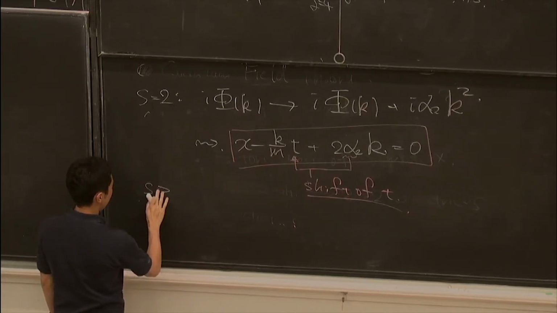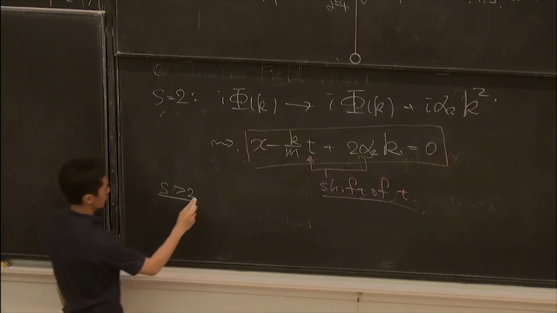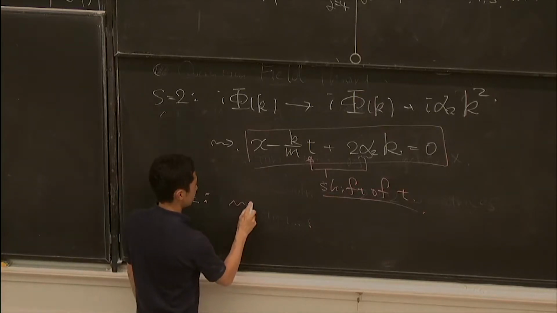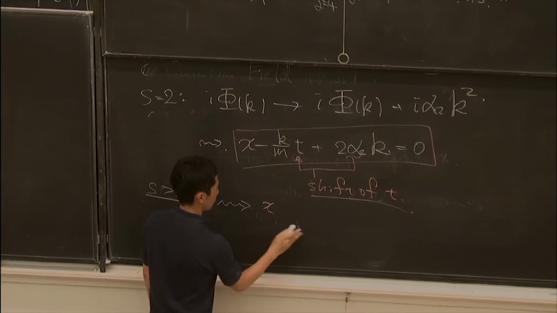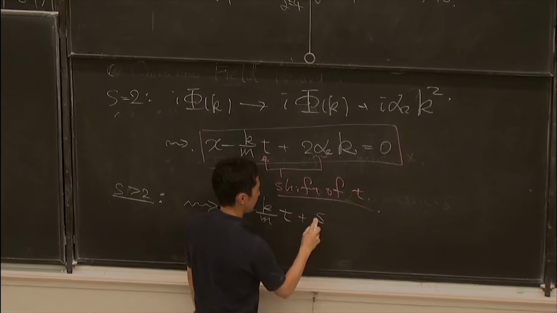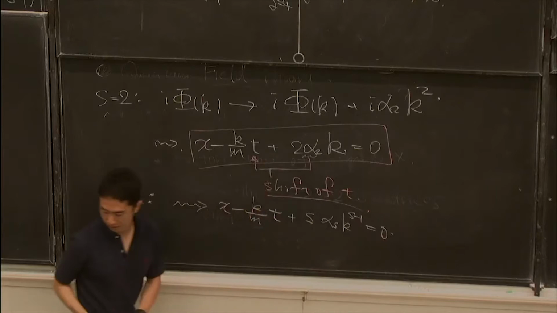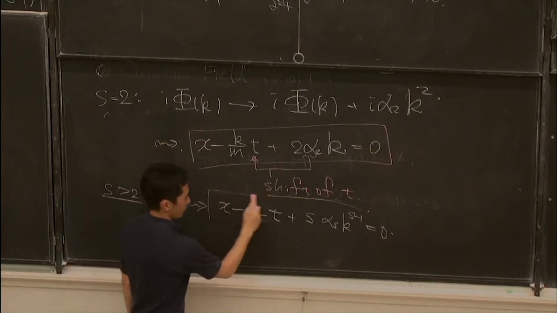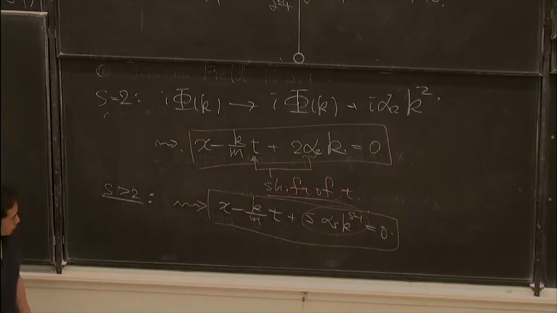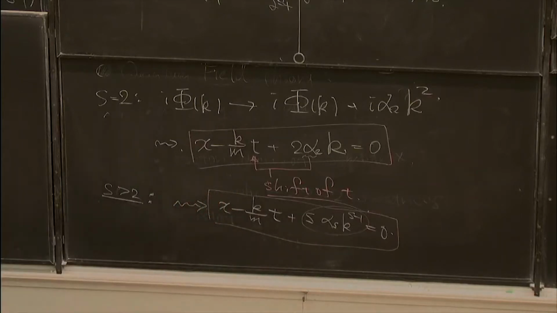But something interesting happens if you consider the action of this charge for s larger than 2. If s is larger than 2, if you do the same analysis, what you get is alpha minus k over m t plus s alpha s k to the s minus 1 equals 0. And now you cannot absorb this extra factor into anything, which means that the shift actually depends on the momentum of the particle.